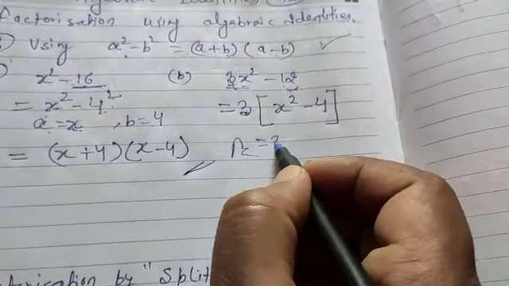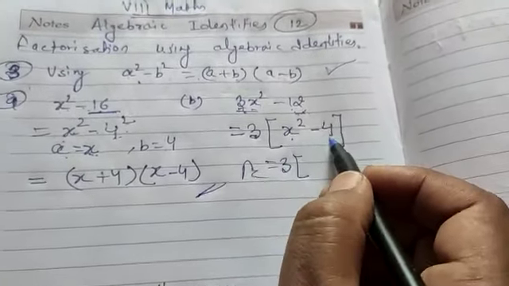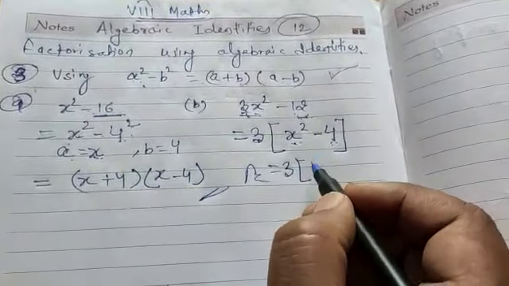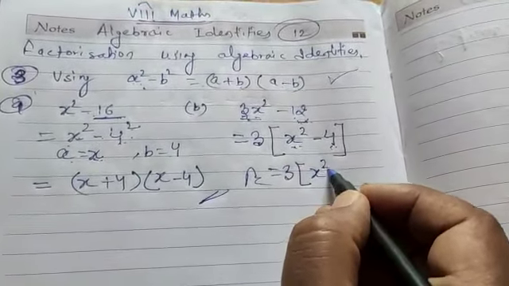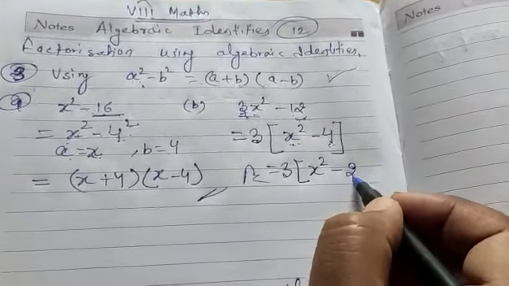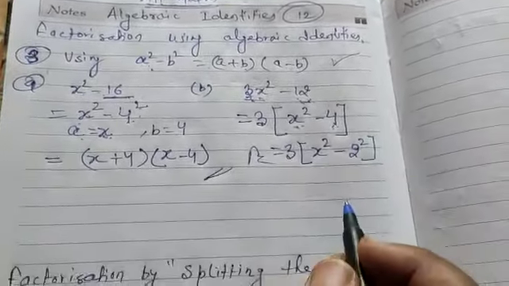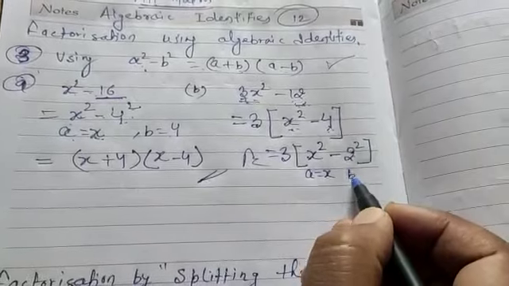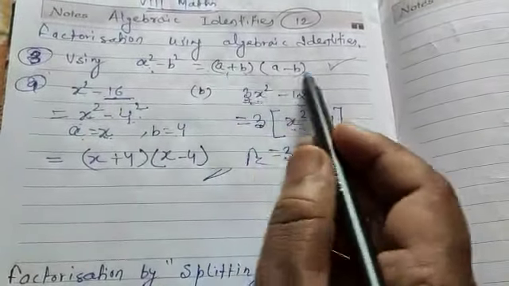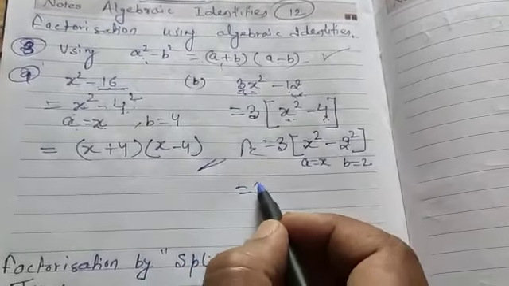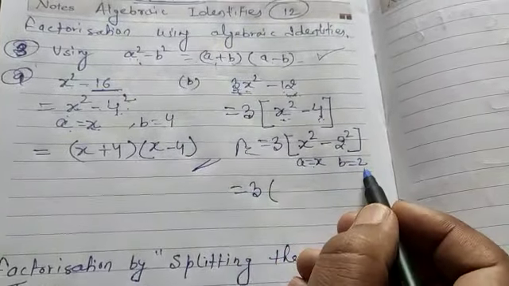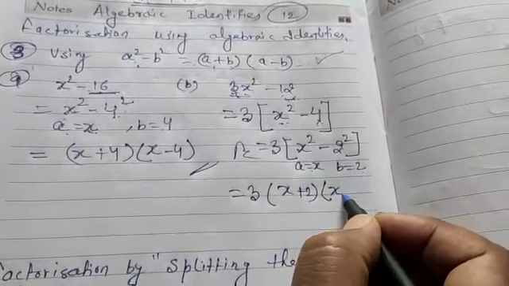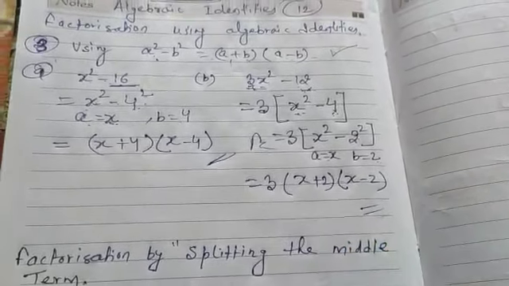Now further you can see that here are only 2 terms, therefore it can be expressed in the form of a square minus b square. It is already in a square form, and express 4 as 2 square, 2 square equal to 4. Now it is in the form of a square minus b square, where a is equal to x and b equal to 2. Now directly apply the formula a plus b into a minus b. A plus b, that is x plus 2, multiply a minus b, that means x minus 2. That is our required answer.